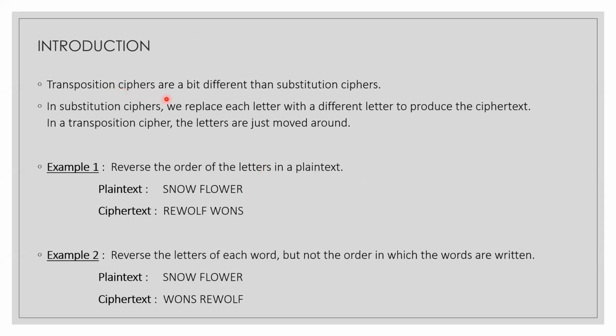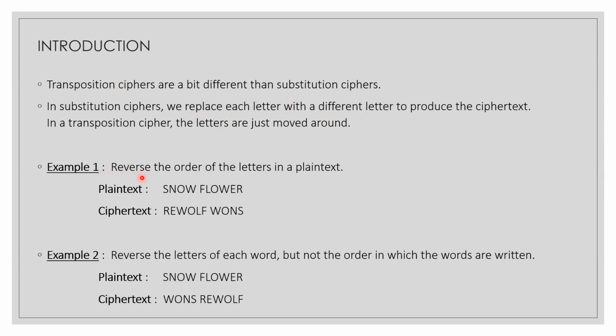Transposition ciphers are a bit different than substitution ciphers. In substitution ciphers, we basically replace each letter with a different letter to produce the ciphertext. In transposition ciphers, the letters are just jumbled or moved around to produce the ciphertext.